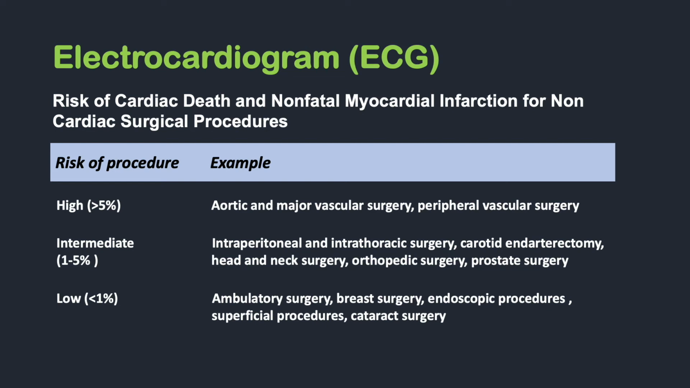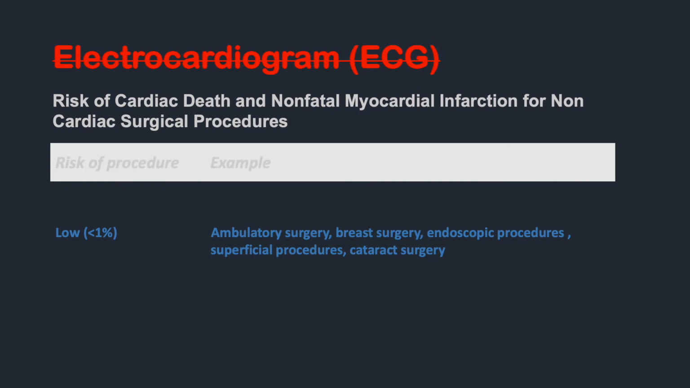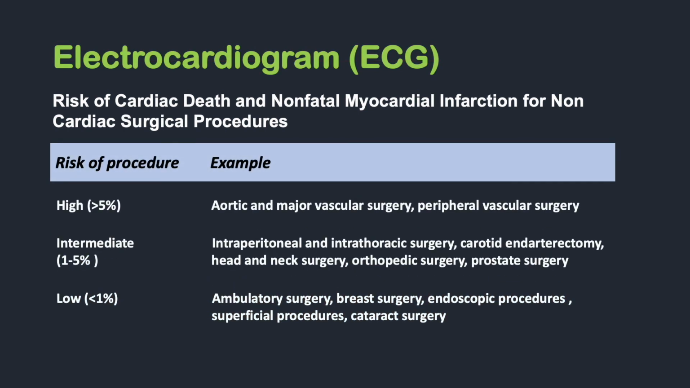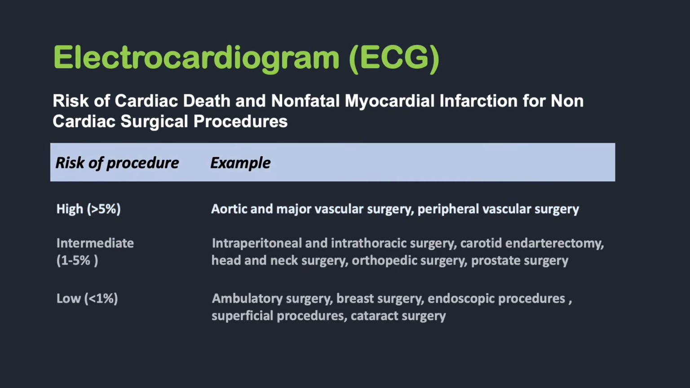The intermediate, which entails 1 to 5% risk, are intraperitoneal and intrathoracic surgery, carotid endarterectomy, head and neck surgery, orthopedic surgery, and prostate surgery. For low risk procedures, ECG is not recommended. Now for high risk procedures, yes, they all should have an ECG or a baseline ECG regardless.